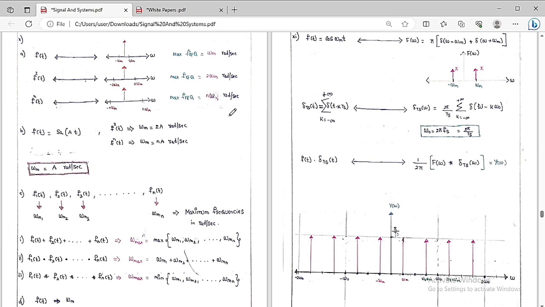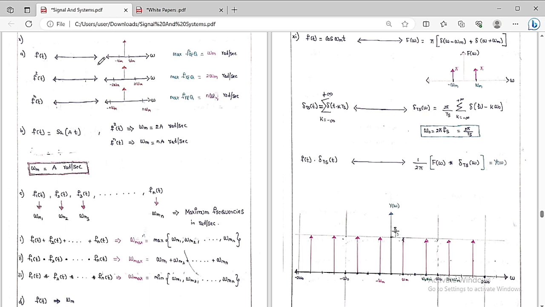Now I am going to tell you about different types of signals, and how to figure out the maximum frequency present in a signal f of t. Suppose f of t is like this. Suppose for f of t, you have drawn the frequency response for the transform.